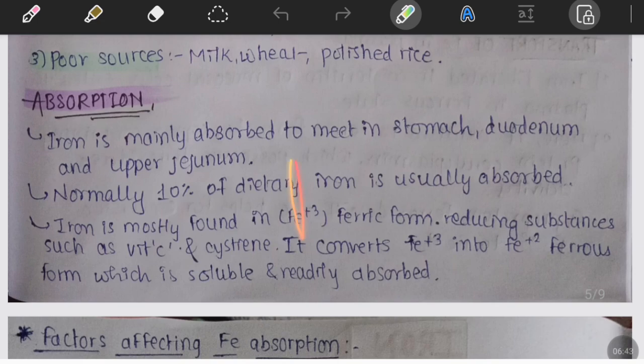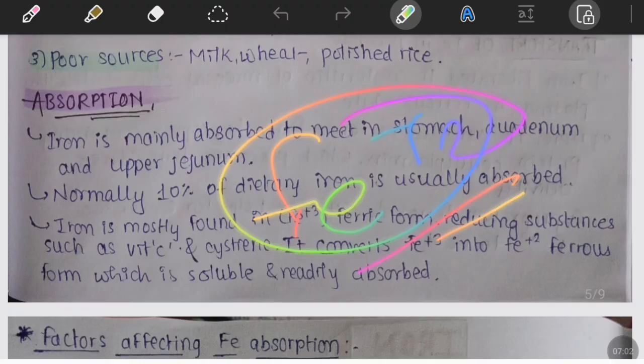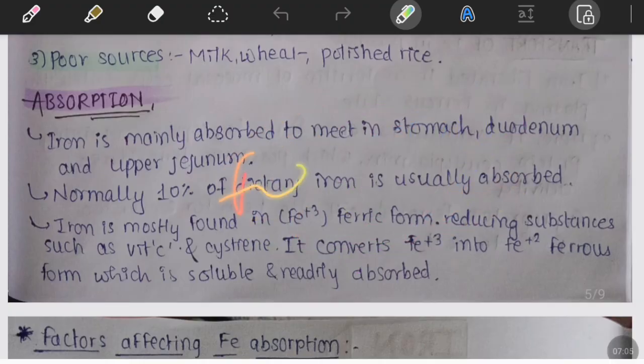Let's discuss ferric versus ferrous. Dietary iron mostly exists as the ferric ion, meaning Fe3+, and intestinal cells absorb the Fe2+ ferrous form much more easily. So before absorption, Fe3+ must be converted into Fe2+. Who helps this? Vitamin C and reducing agents like cysteine. Think of vitamin C as the gate opener for iron absorption.